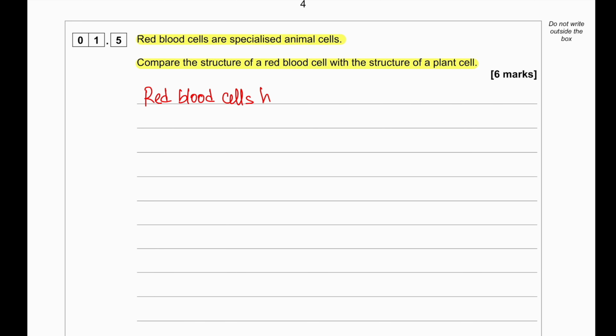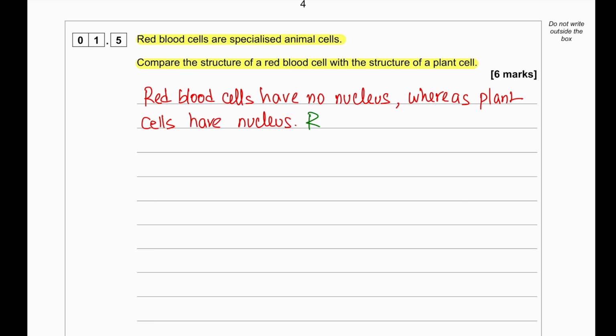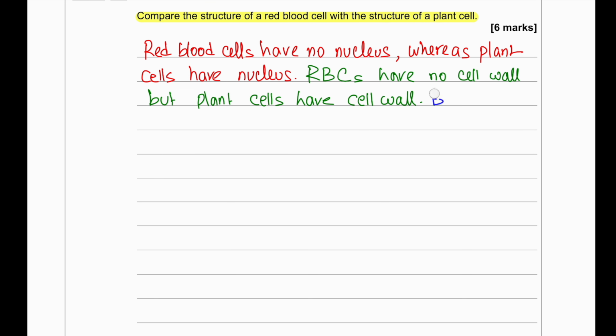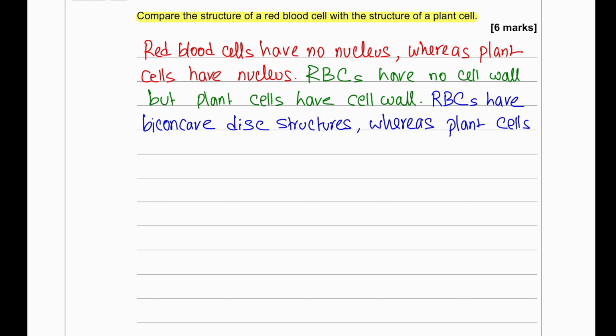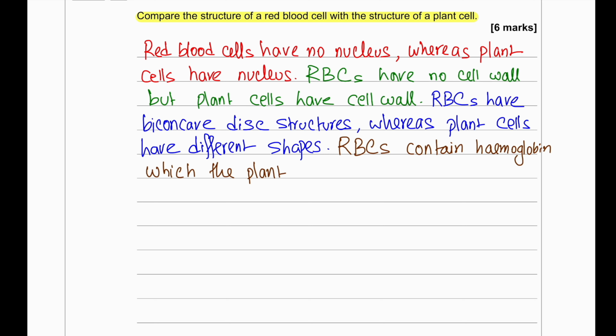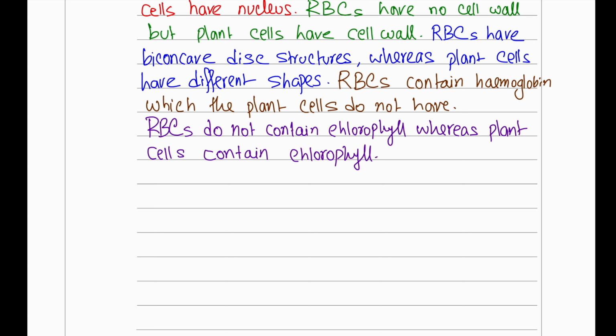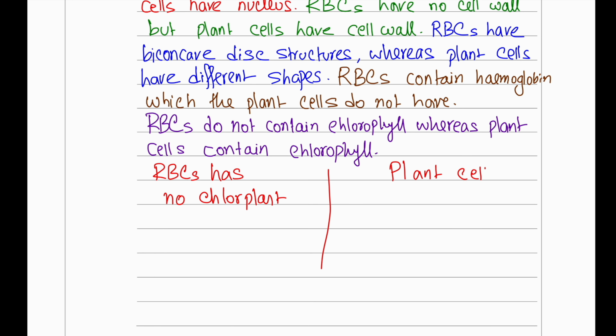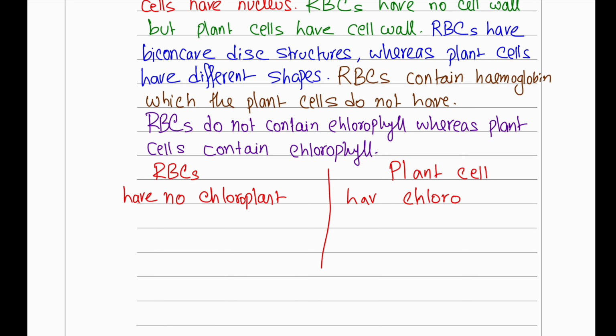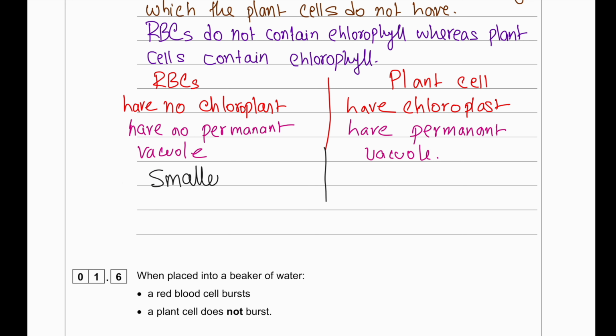First of all, we can say red blood cells have no nucleus, whereas plant cells have a nucleus. The next point we can write, RBCs have no cell wall, plant cells have a cell wall. Red blood cells have a biconcave disc structure, whereas plant cells can have different shapes. The next point can be written as RBCs contain hemoglobin, plant cells do not contain hemoglobin. The next point can be written, red blood cells do not contain chlorophyll, however plant cells may contain chlorophyll. Red blood cells have no chloroplast, plant cells have chloroplast. And finally we can also write, red blood cells have no permanent vacuole, plant cells have a permanent vacuole. Red blood cells are much smaller than plant cells.